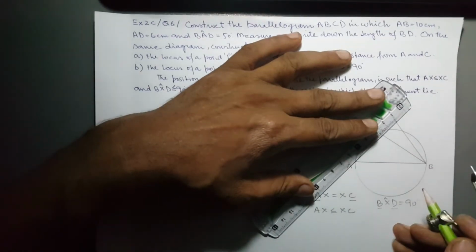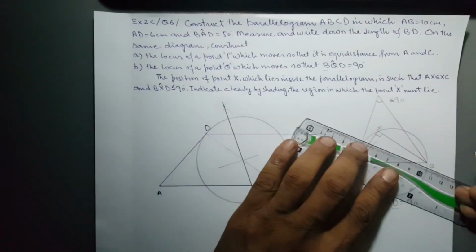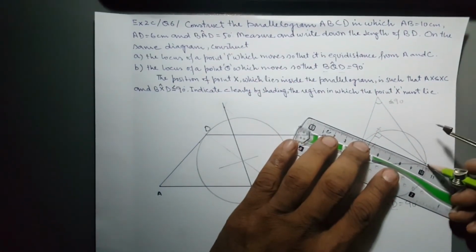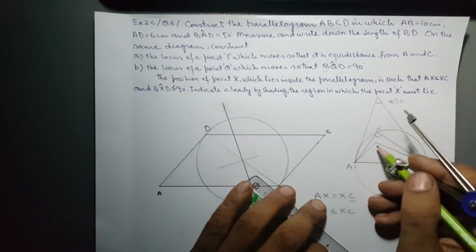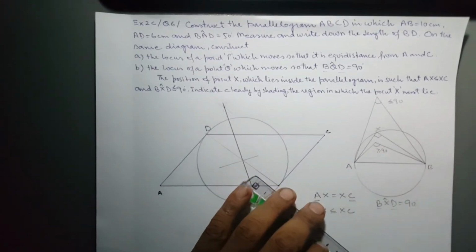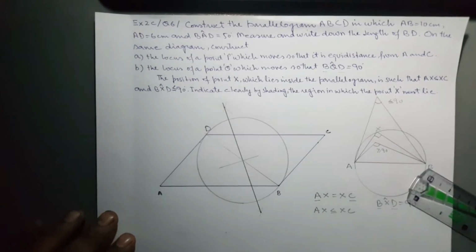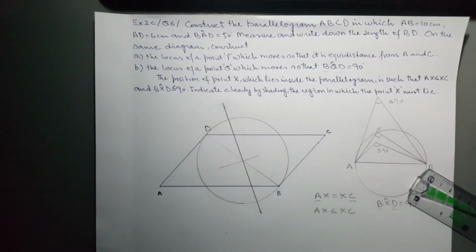And if we remain inside the circle, then the angle is greater than or equal to 90 degrees. In the question, it is given that BXT is less than 90 degrees. So we should remain outside the circle.